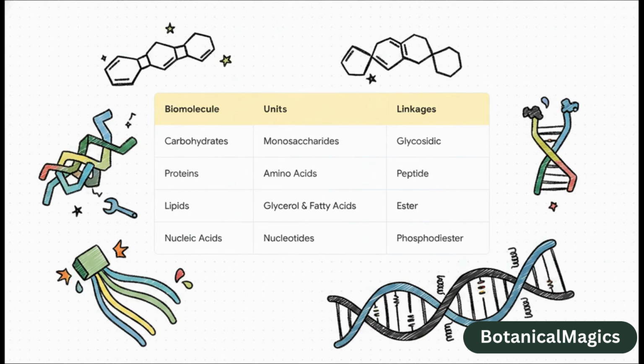So for carbohydrates, the bricks are monosaccharides, and they're held together by glycosidic linkages. Proteins are built from amino acids, secured by peptide linkages. Lipids use glycerol and fatty acids, joined tightly by ester linkages. And finally, nucleic acids, like your actual DNA, are made of nucleotides locked together by phosphodiester linkages. Every single living thing you have ever laid eyes on is built using variations of this exact same recipe.